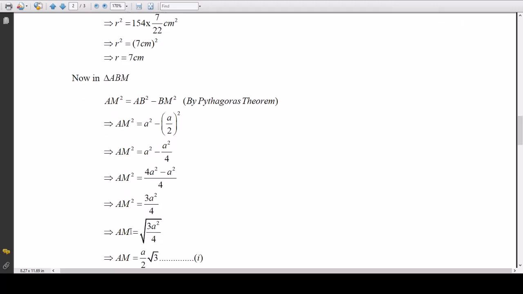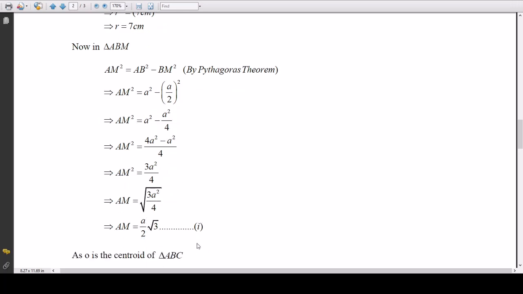Hence the length of AM will be, taking the square to the right side, the square root of this whole expression. A square can be taken outside of the square root sign. 4 can be taken outside because 4 is the square of 2. Therefore the length of AM will be A by 2 root 3, and mark this as equation number 1.